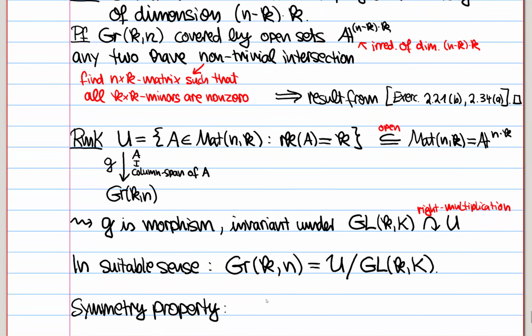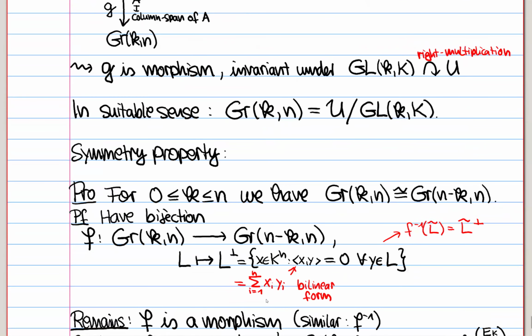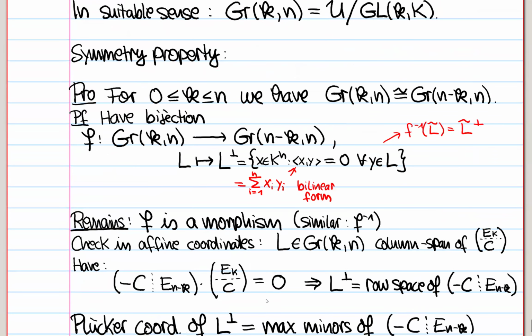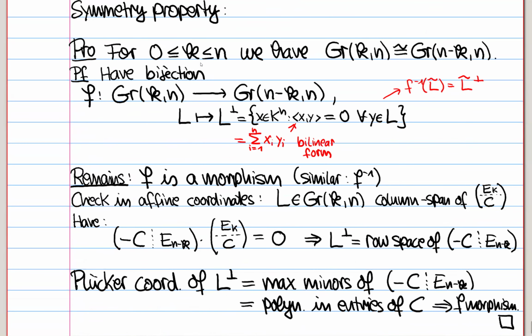And the last thing that we want to do is there's a very nice symmetry property about the Grassmannians. With the affine patches that we have now, the symmetry property can be shown very easily. If you fix some k between 0 and n, and you look at this Grassmannian here, then the claim is this Grassmannian is actually isomorphic to a different Grassmannian. The ambient space is still k to the n, but we have gone to the complementary dimension. We went from dimension k to dimension n minus k, which means codimension k.